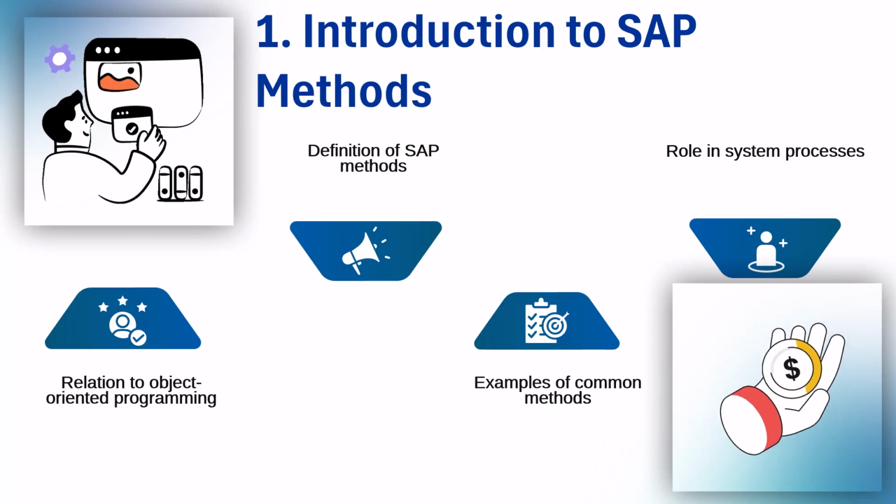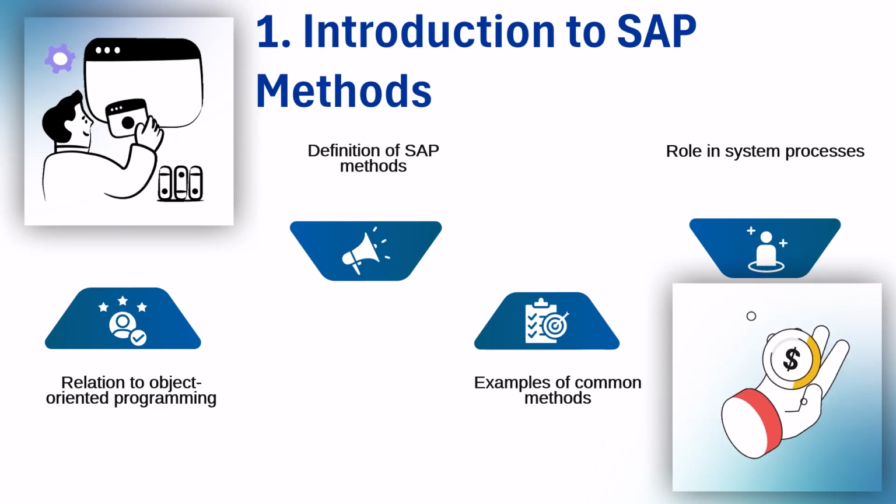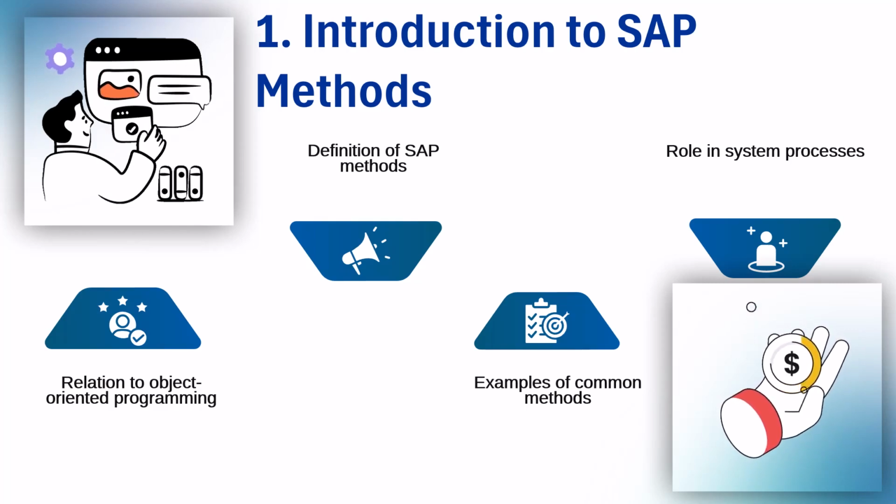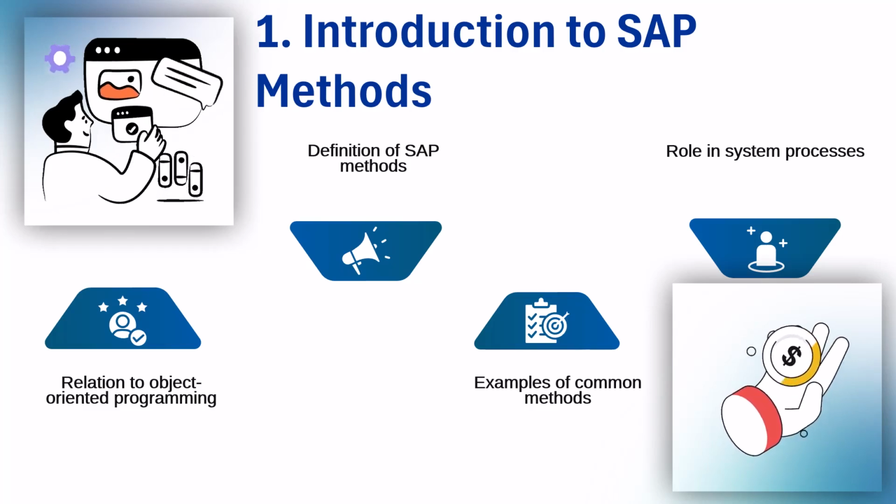SAP methods are essentially the building blocks of the system's functionality. Think of them as little workers that get the job done. They operate within object-oriented programming to make things efficient and modular. And yes, we'll look at some examples. Don't worry, it's not as intimidating as it sounds.